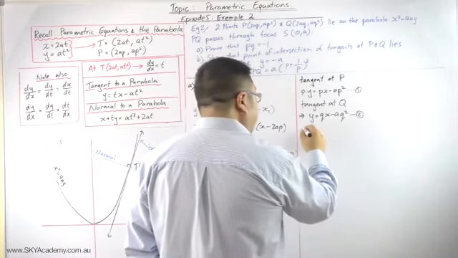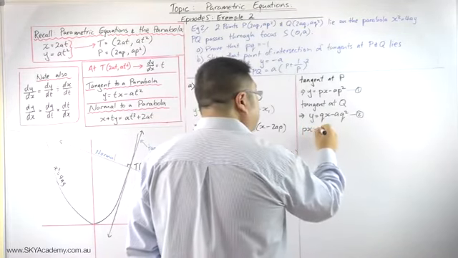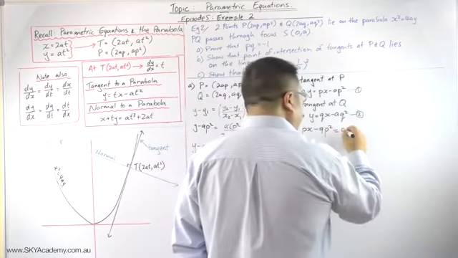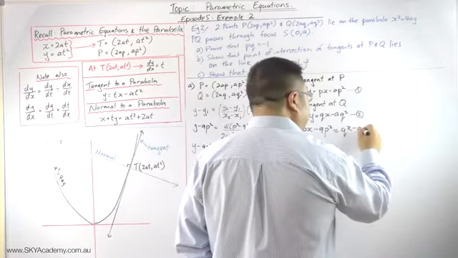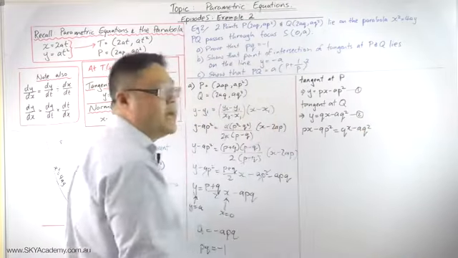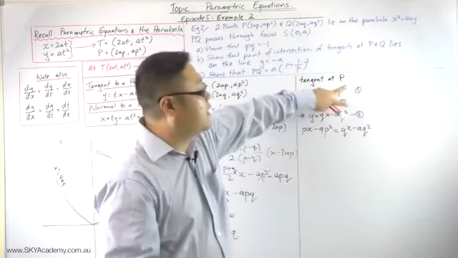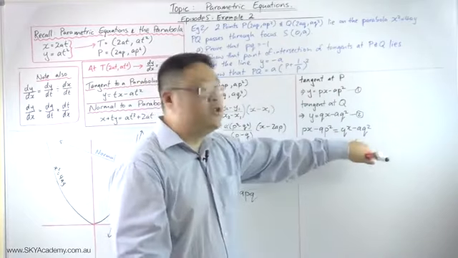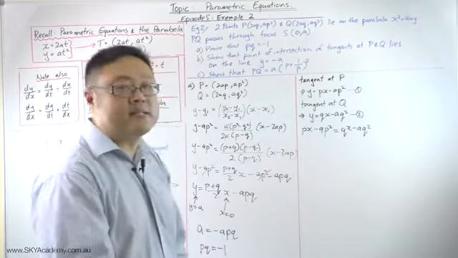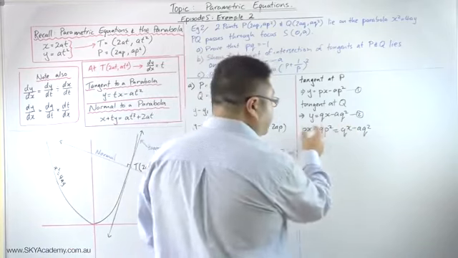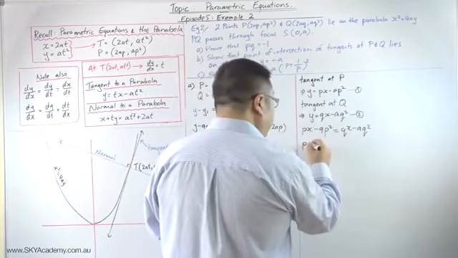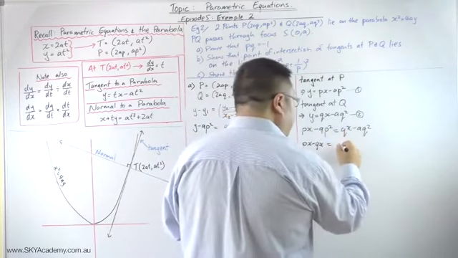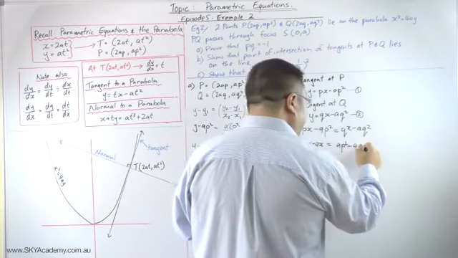So we've got px - ap squared, which is equal to qx - aq squared, all right? And basically what we've done is equated equation 1 and equation 2. So cool. Now all we need to do from here is just solve for x, okay? So let's bring this over to this side. So we're left with px - qx, and bring this over to this side. So it's ap squared - aq squared.